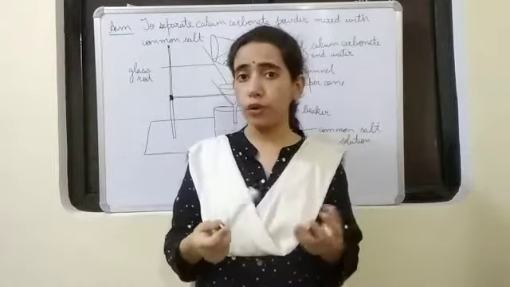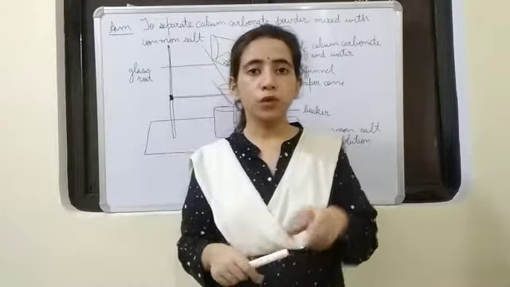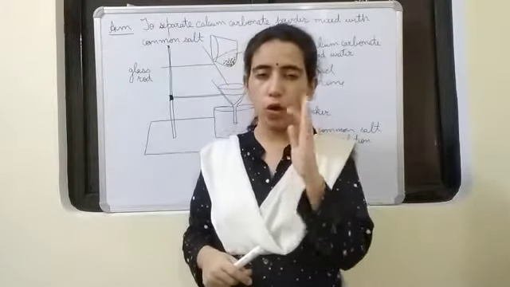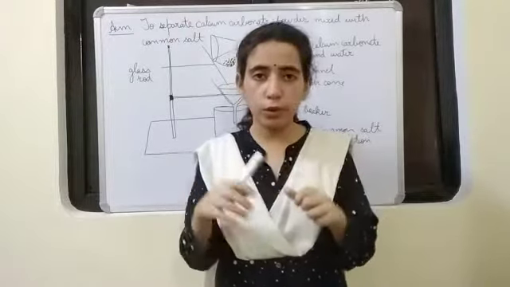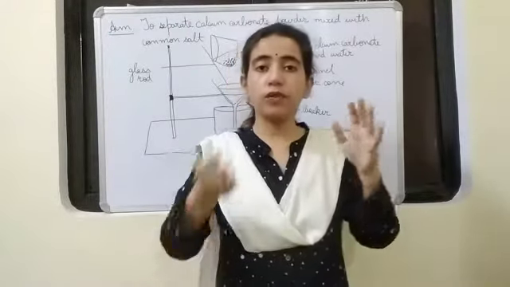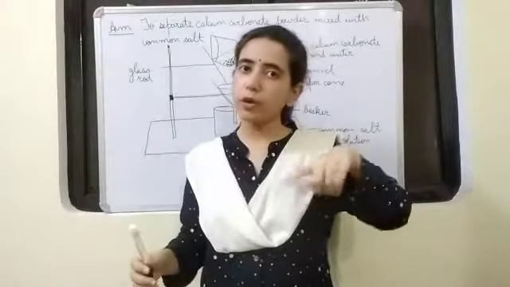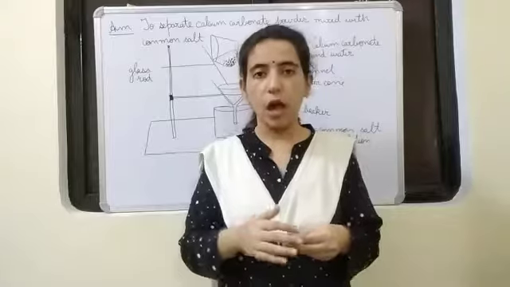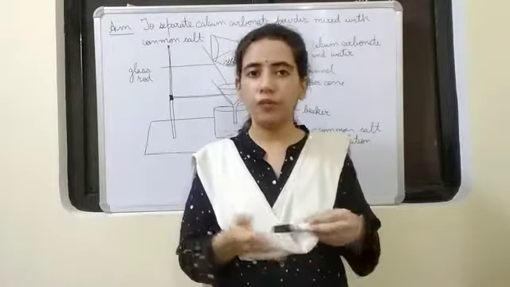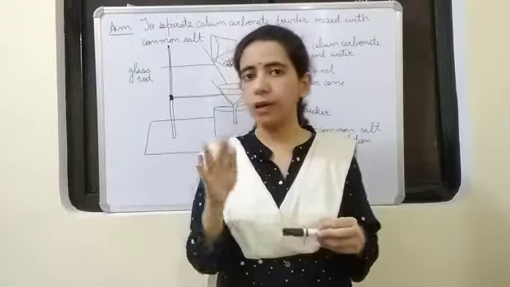Then winnowing. Winnowing is possible when the constituents have different weights, so that one will be blown by wind and the other one will not be. Here, that is also not possible. Both have almost equal weight. So winnowing also cannot be applied.